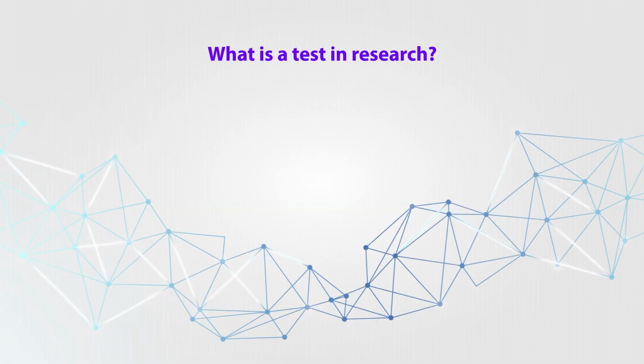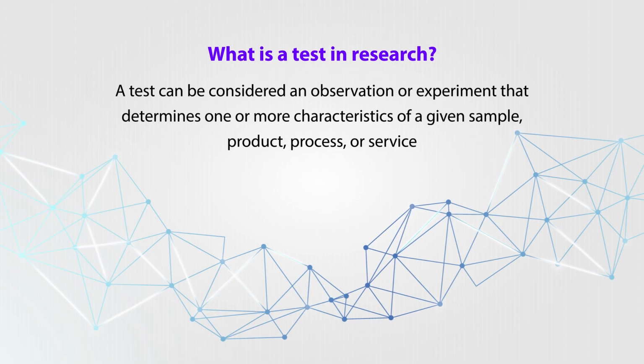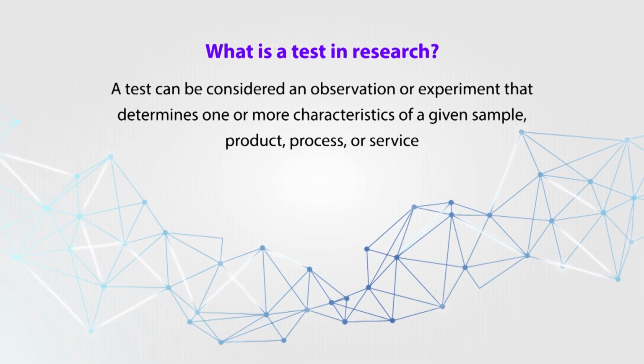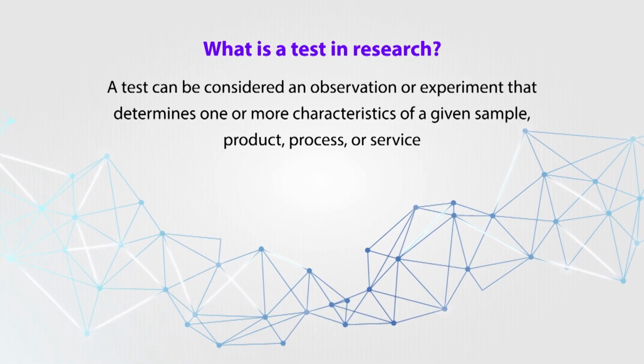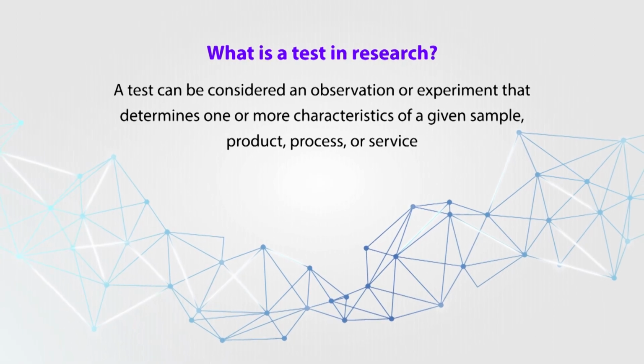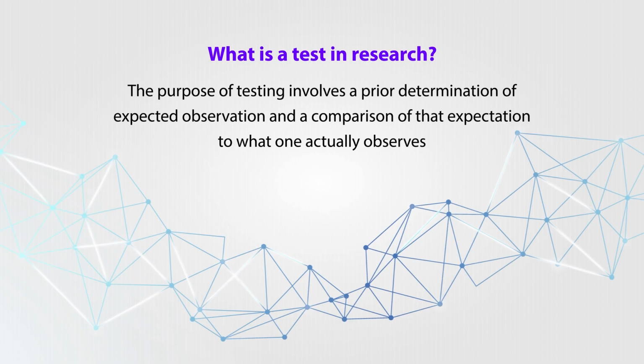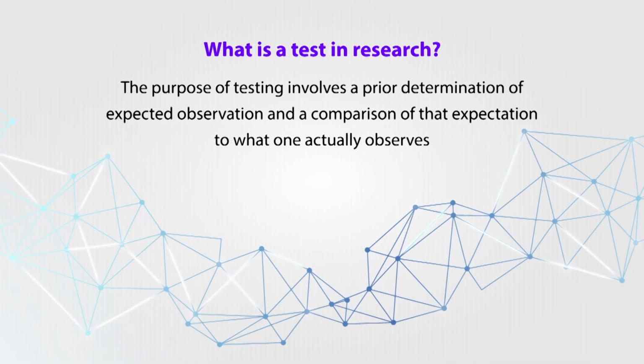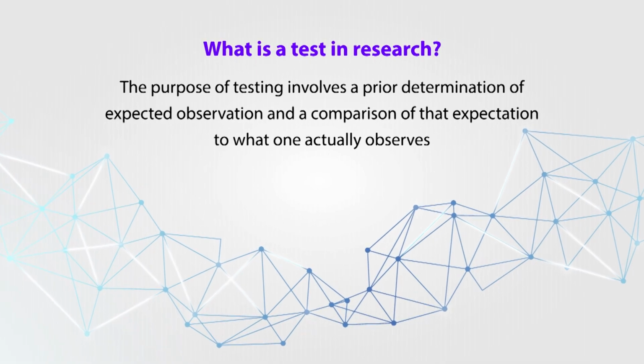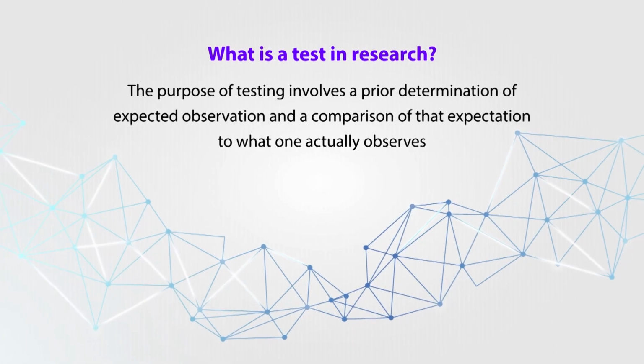So what exactly probability is, we will discuss, and we start with what exactly a test in research is. A test can be considered an observation or experiment that determines one or more characteristics of a given sample, product, process, or services. And the purpose of testing involves a prior determination of expected observation and a comparison of that expectation to what one actually observes. So you see how powerful testing is.